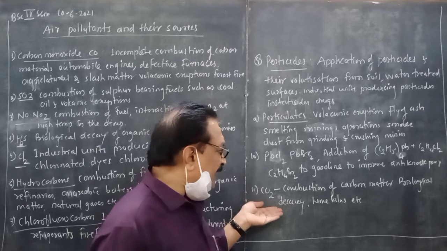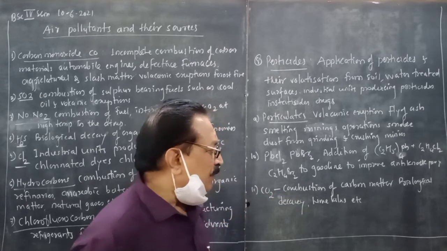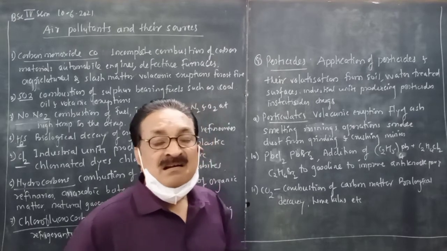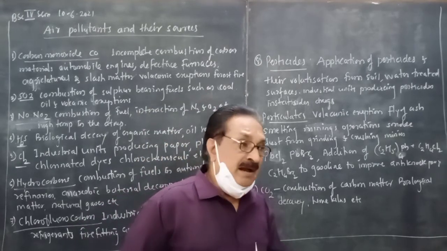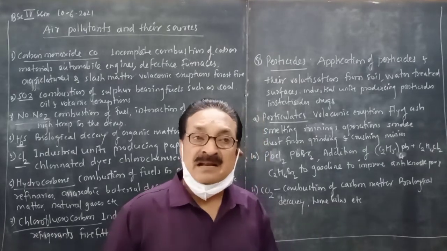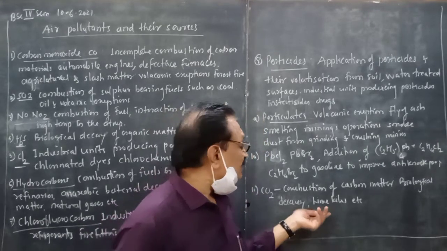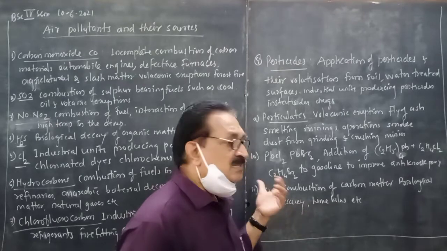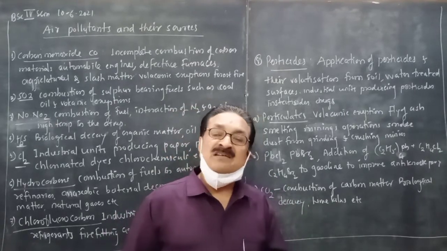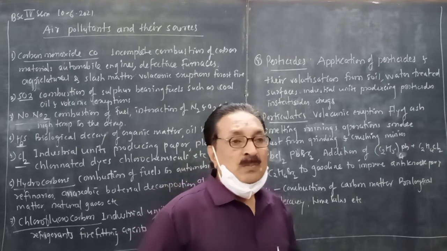Last one is carbon dioxide. It comes from the combustion of carbon matter and biological decay. Even you can take lime, lime mines, and the kilns where cement is manufactured. In all these cases carbon dioxide gas is released into the atmosphere. That also leads to pollution.